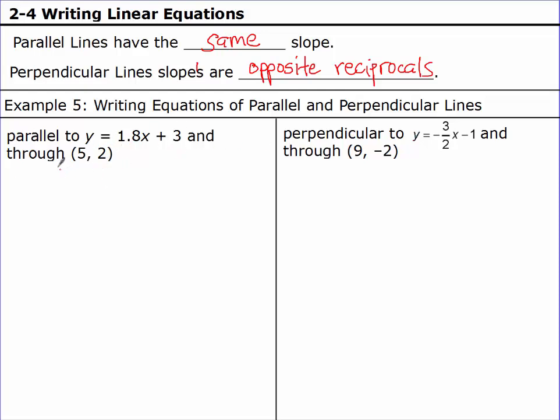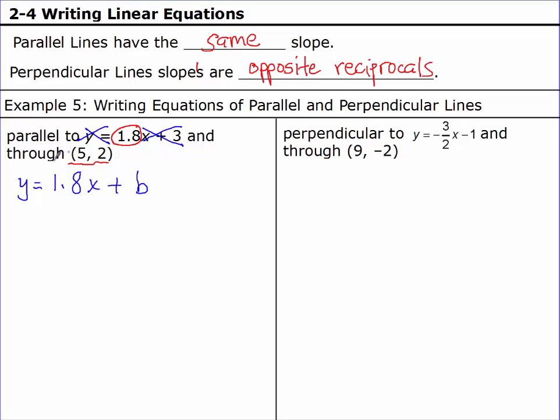Alright, so we're just going to write two different equations here. We're going to write the equation of a line that is parallel to this line. So that means it has the same slope as this line. But our line goes through this point. So basically, once you find out what the slope is, you disregard everything else in this equation. These don't mean a thing to you anymore. The only thing that means anything is the slope. So our line is y equals 1.8x plus b. We don't know what our y-intercept is, just like the last page.